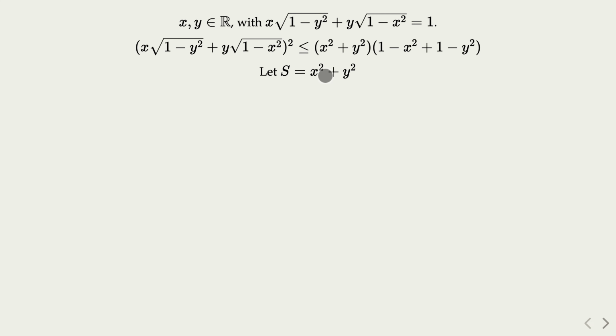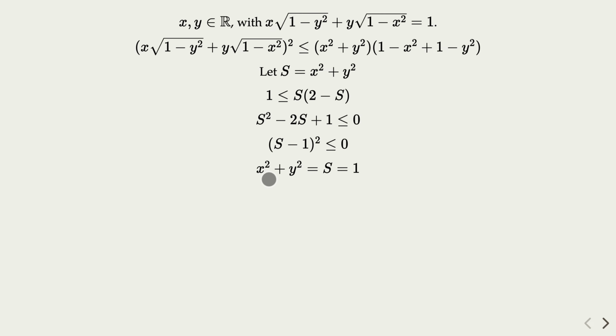Let S equal x squared plus y squared, right? So the inequality we're going to rewrite as 1 less than or equal to S times (2 minus S). S is the value of interest here. Now for this inequality, you move everything to the left-hand side. It becomes this one, which is of course a perfect square: (S minus 1) squared smaller than or equal to 0. A real square cannot be negative, so it has to be 0. In other words, S has to be 1. So that's the proof.